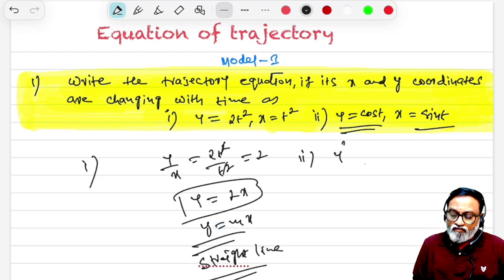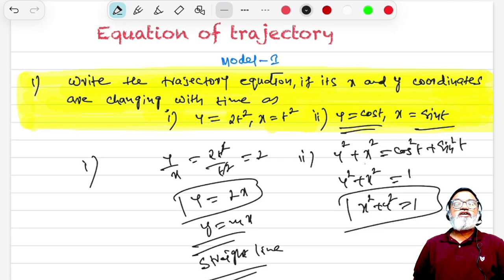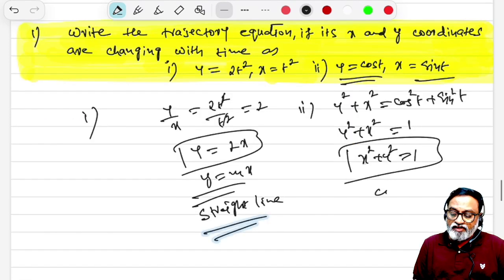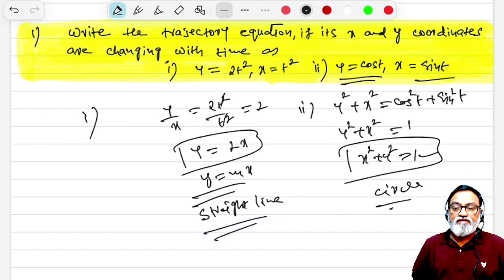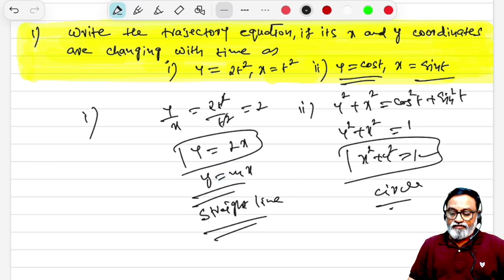This becomes y square plus x square is equal to cos square t plus sin square t. Therefore, y square plus x square, cos square t plus sin square t is 1. Therefore, this becomes x square plus y square is equal to 1. This is the equation of trajectory. This is the equation for a circle. Circle of radius 1 meter. This is model 1 in equation of trajectory.